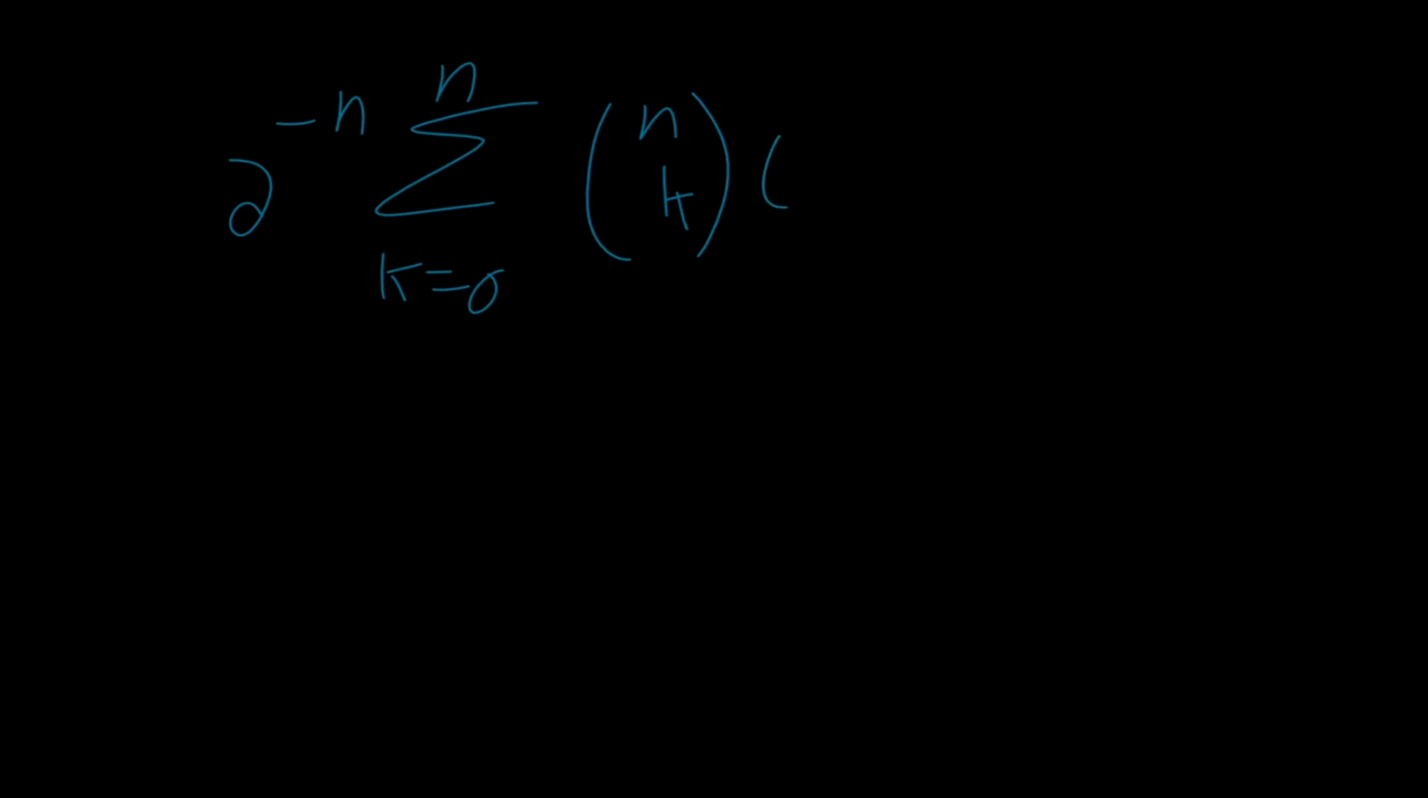But to find the variance, we're going to have a k minus n over 2 all squared. And the reason we have that is because we have a weighting thing right here at k, but then we have to subtract that from the mean.